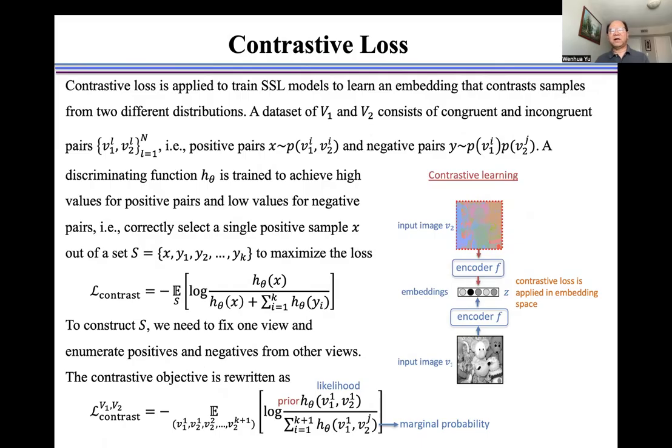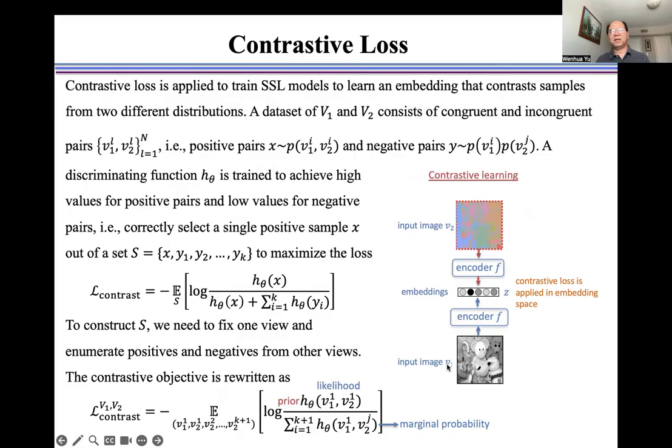A dataset of V1 and V2 consists of congruent and incongruent pairs V1_i and V2_i, namely positive pairs X and negative pairs Y. A discriminating function h_theta is trained to achieve high values for positive pairs and low values for negative pairs, namely correctly select a single positive sample X out of a set S to maximize the loss defined as here and explained in this figure.